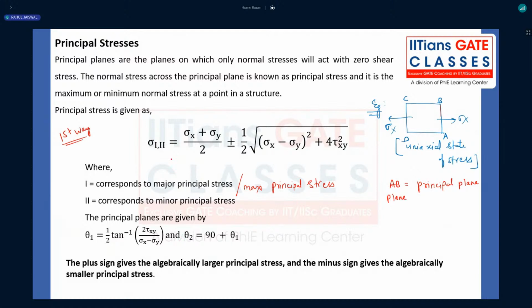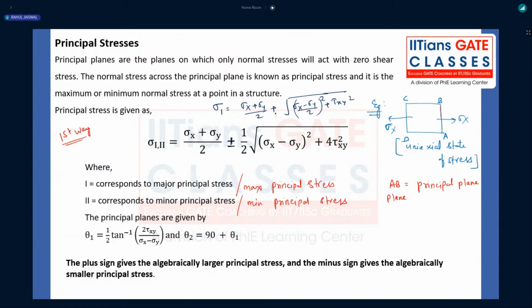Second, whatever the sigma 2 value will be, that will be called the minor principal stress, or minimum principal stress. Now, after solving for sigma 1 and 2, you will definitely get two values, because there is a plus and a minus, two signs. So you will get sigma 1. What is the formula? Sigma x plus sigma y by 2 plus the square root of sigma x minus sigma y by 2 whole square plus tau xy whole square.